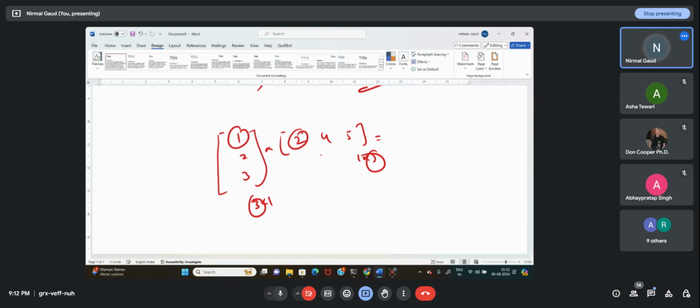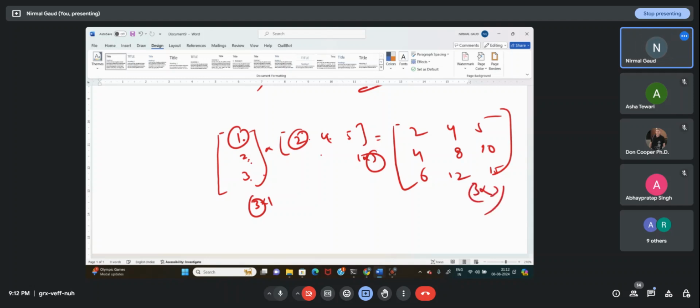Okay, so 1 into 2, 1 into 4, 1 into 5, 2 into 4, 2 into 2 is 4, 2 into 4 is 8, 2 into 5 is 10. And 3 into 6, 4, this is 12, and this is 15. This is your 3 cross 3 answer. This is cross product. All right, this is how we are going to find the cross. Outer product, actually. This is outer product.